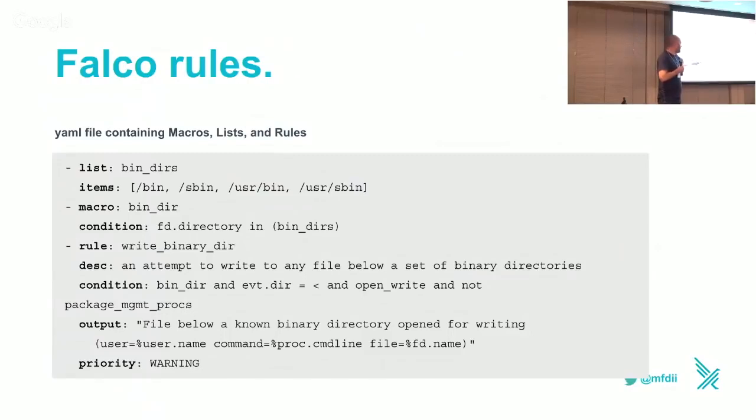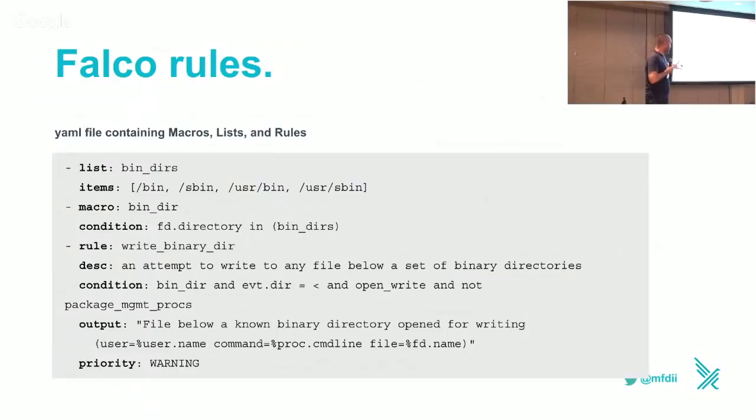And then the event direction is closed, which I'll talk about here in a minute. And something's been opened for writing, and we're not a package management process. So basically, somebody's tried to open something for writing that's underneath one of these directories, and it's not something like RPM or dpkg that we would expect to be writing binaries. Now, of course, this is a bad example for a container because you shouldn't necessarily be running apt and dpkg and other things like that inside of your container. But this will definitely tell you on the host file system whether something changed.